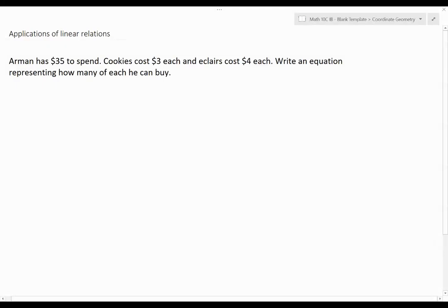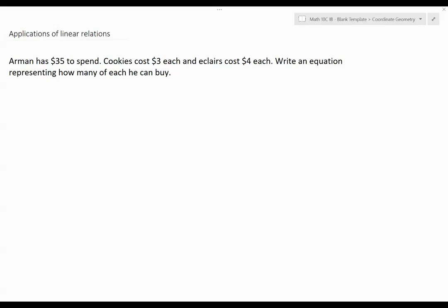Hello, we're going to look in this video at some of the ways that linear relations can be applied to situations. And once we can write a linear equation that can represent a situation, we're able to do all kinds of things with it. We'll look at that later, but for now we're just going to look at how we can write an equation of a line that represents some types of situations.